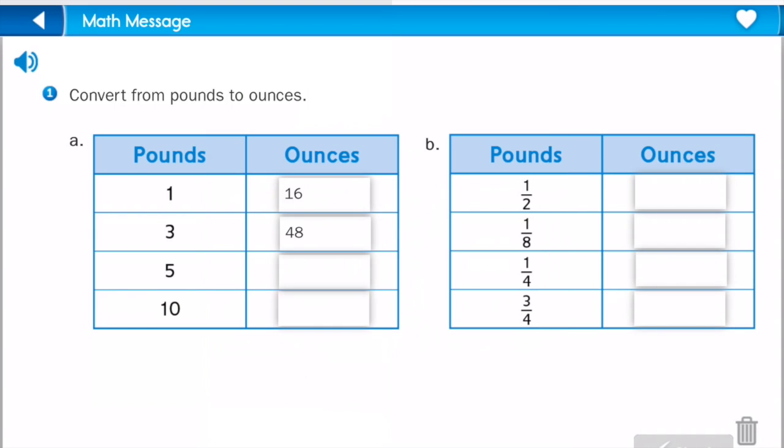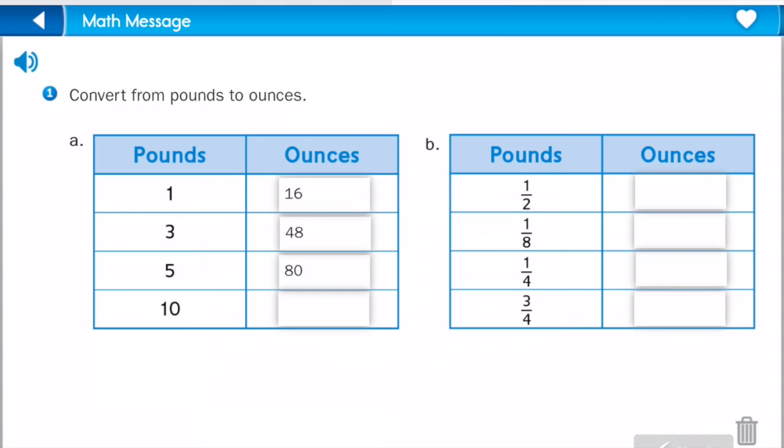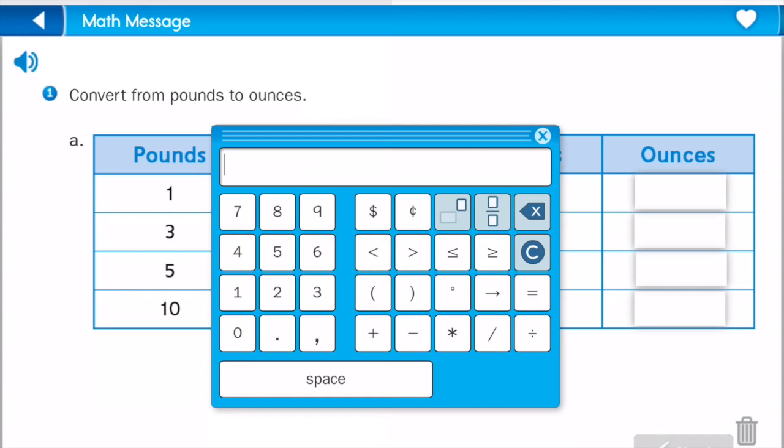All right, how about 5? What would 5 times 16 be? Yeah, it'd be 80 ounces. Okay. Now let's think about it. What would 10 be? Yeah, 10 would be 160 ounces.